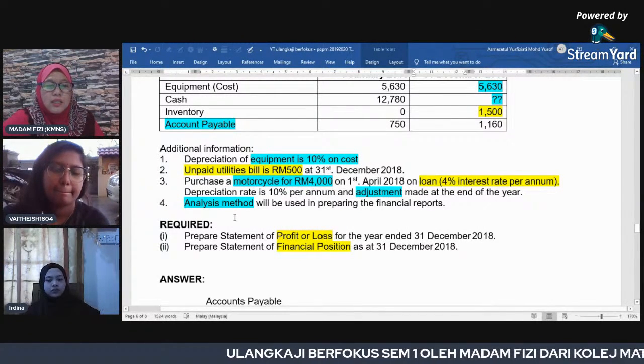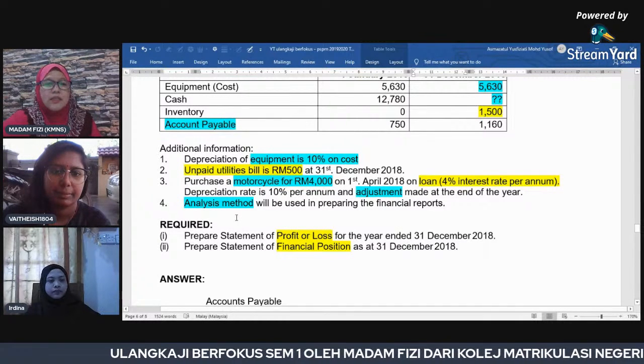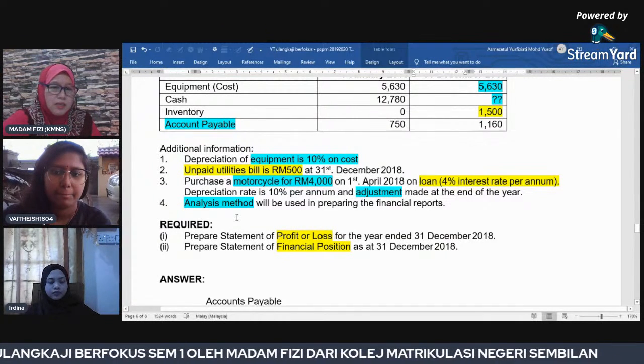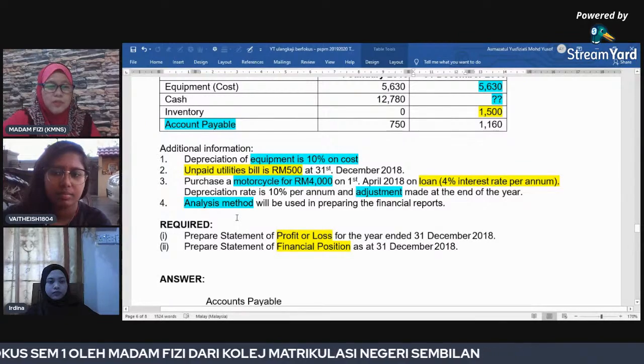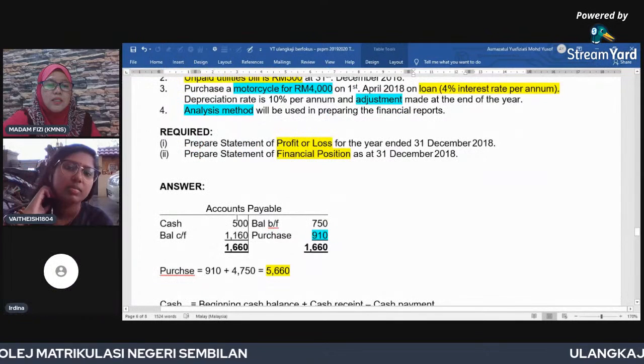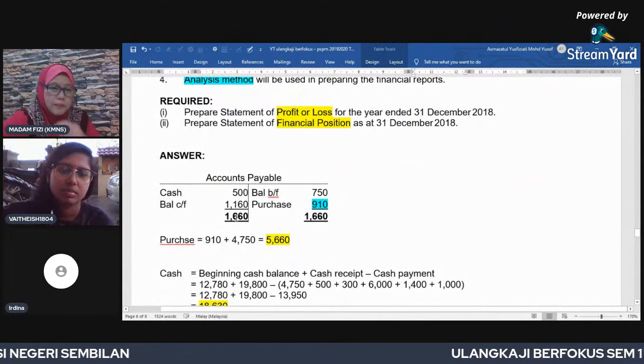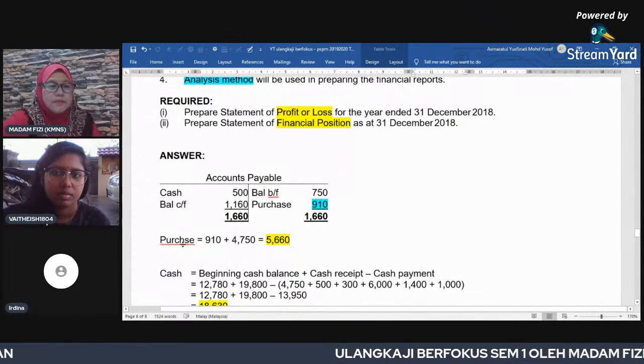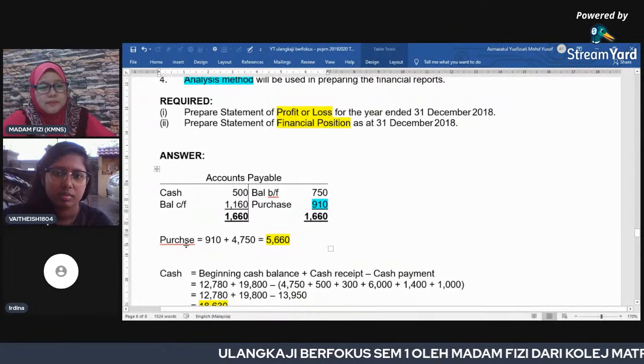Okay, now we start our calculation. Okay, before we prepare the statement for profit or loss and financial position, okay, we have to find out a few accounts. Okay, purchase.